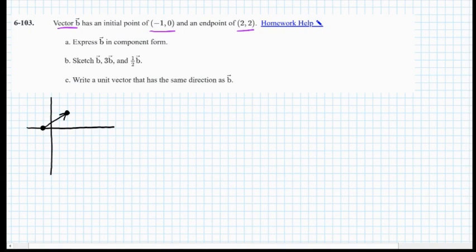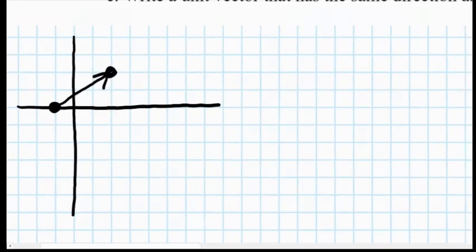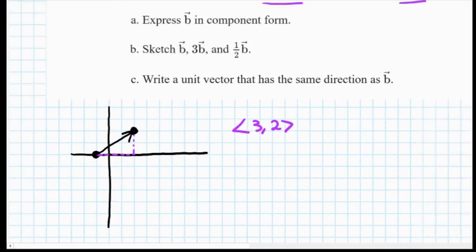Express vector b in component form. So component form, if we were to zoom in on this, we see that we have the horizontal change of 1, 2, 3, the vertical change of 2. So we would represent the component form as 3, 2.